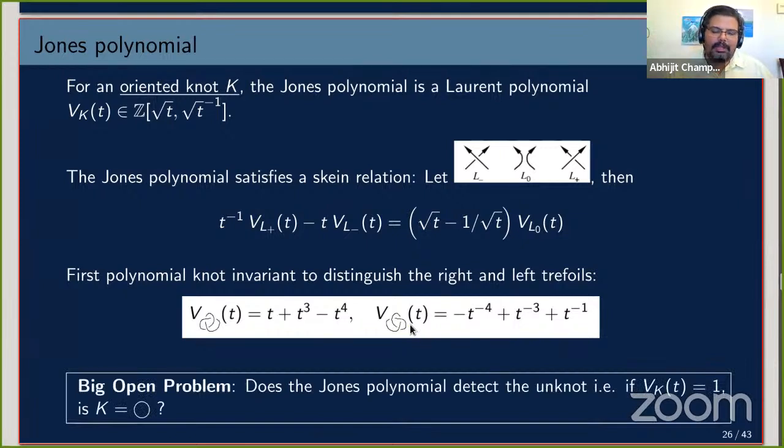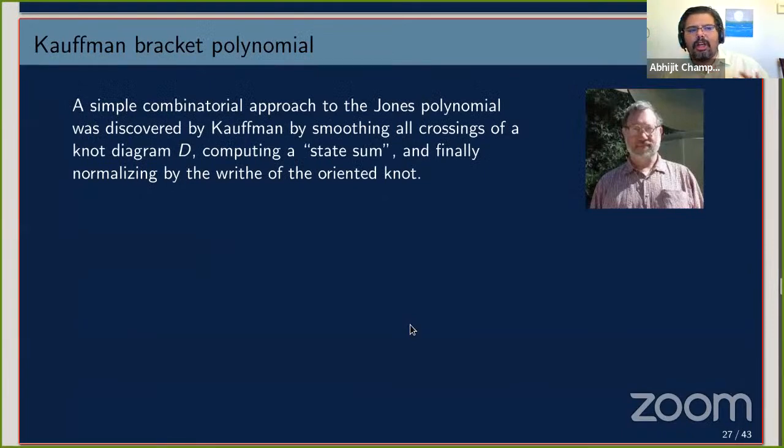The big open problem is, does the Jones polynomial detect the unknot? Meaning, if the Jones polynomial is one, is K the crossingless circle? For links, or knots with more than one component, it is known that it does not detect. You can have non-trivial links with k components which have the same Jones polynomial as the trivial link.